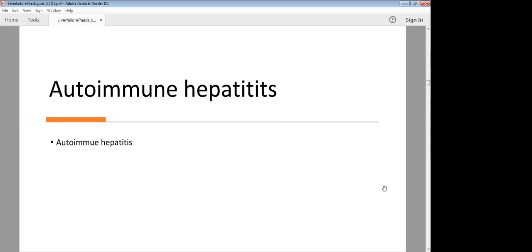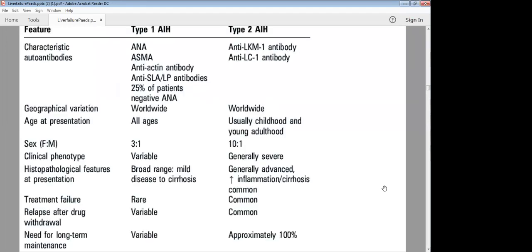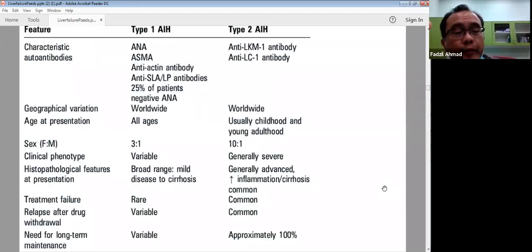Autoimmune hepatitis is due to autoantibodies. There are two types, 1 and 2. This we learn in internal medicine. As addressed, we need to investigate by using autoantibody detection. So in type 1, ANA and ASMA autoantibodies.